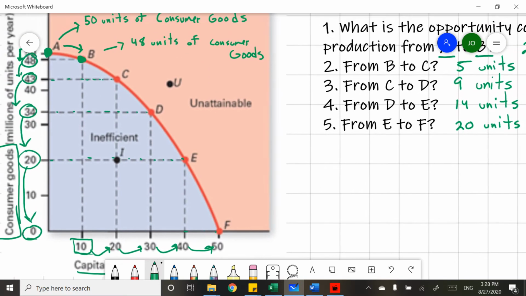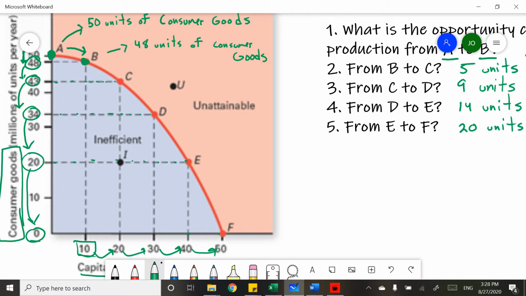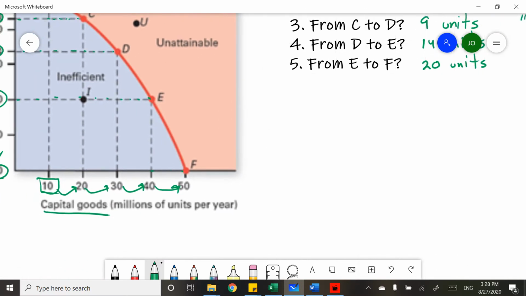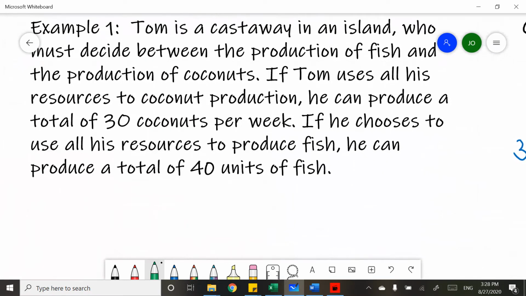So when you have a nonlinear PPF, basically all you got to do is subtract. You don't have to do much more. You just got to figure out what numbers to subtract. And again, you figure out those numbers from the points. So let's go to something that's a little bit more complicated.